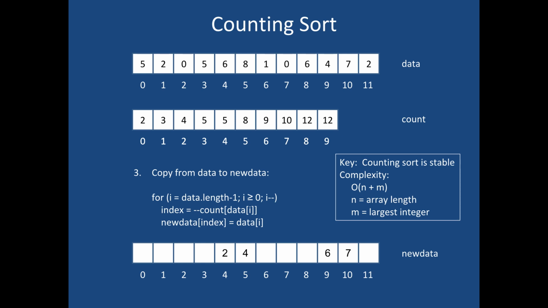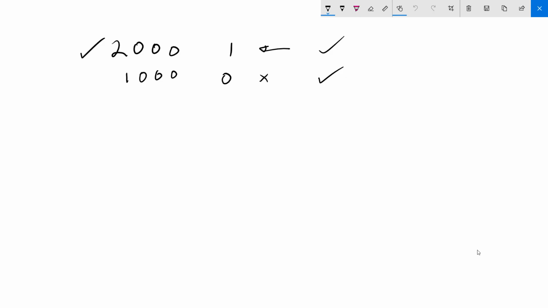The other observation is that counting sort is stable. So who knows what it means for a sorting algorithm to be stable? Yeah. So here, because we're starting from the end and going back, if you have two that are the same number, the one that was after the other in the original will stay after the other in the end. Okay, that's exactly right.